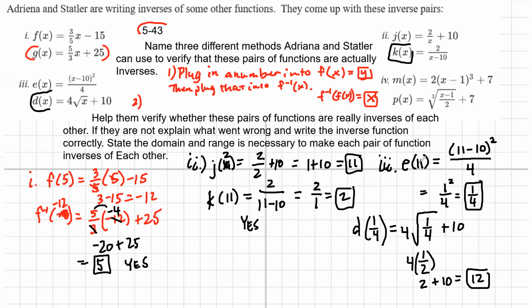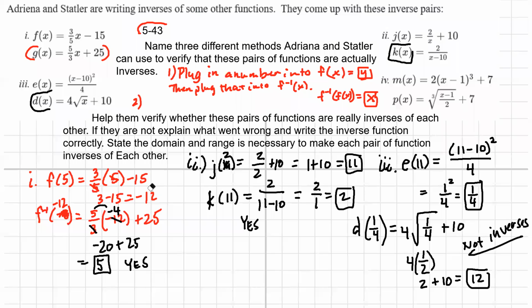Did we drop 12 in there? No, we didn't. Just want to make sure this is correct. Yeah, we didn't drop 12, we dropped 11 in there and we got 12 back. So these are not inverses of each other. For number 3, not inverses. We'll figure out what we did wrong there in a second.